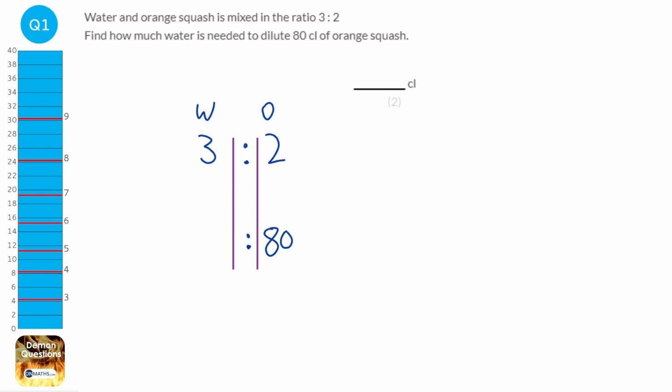So what we do is we figure out how to get from 2 to 80. Well, we're going to times by 40. If I times that side of the ratio by 40, I've got to times the left-hand side by 40 as well. 3 times 40 is 120. So I'm going to need 120 centilitres of water.